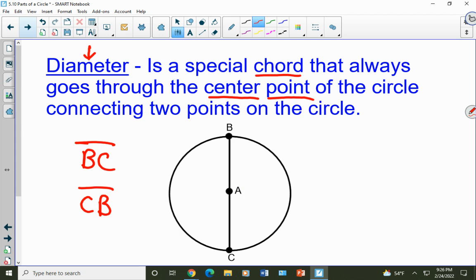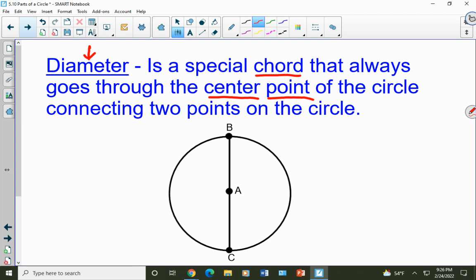And a circle can have more than one chord. There's another chord. And as long as it goes through the center point and connects 2 points on the circle, all those are diameters.